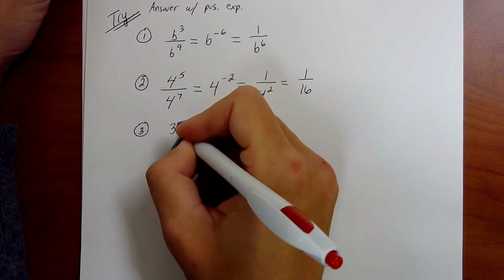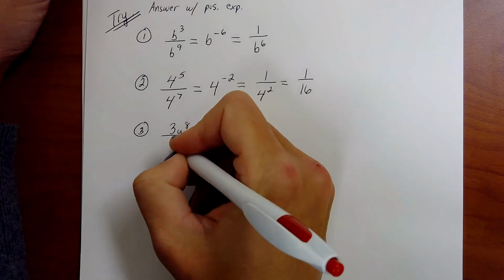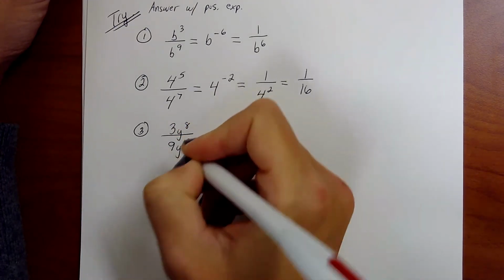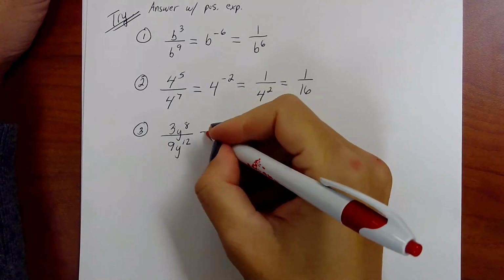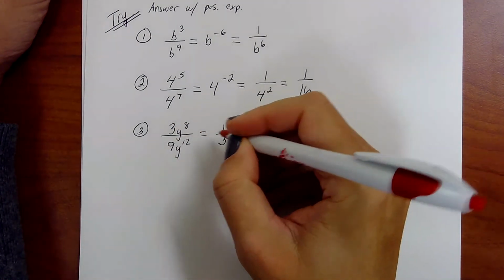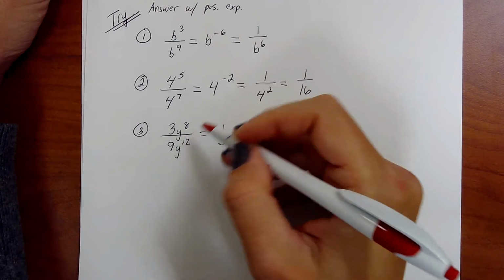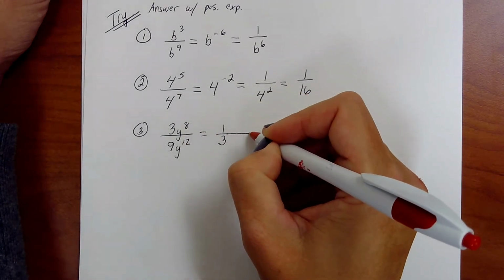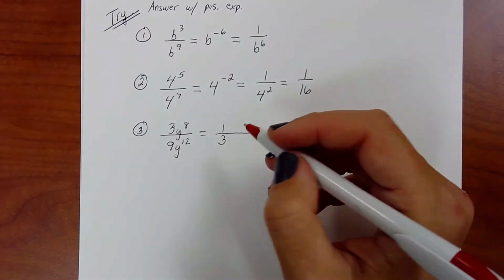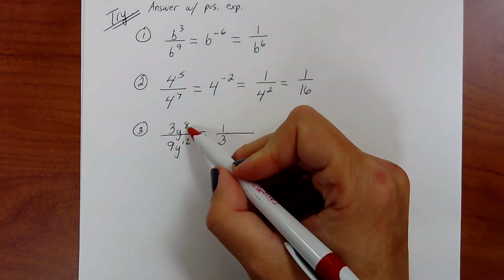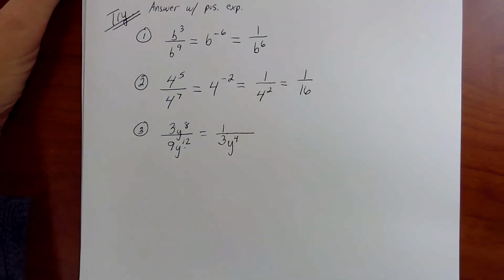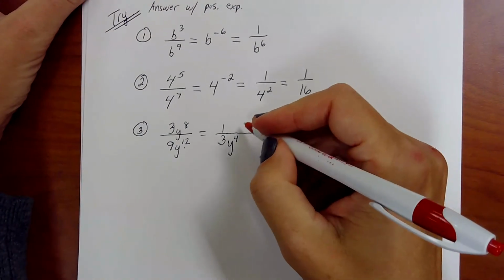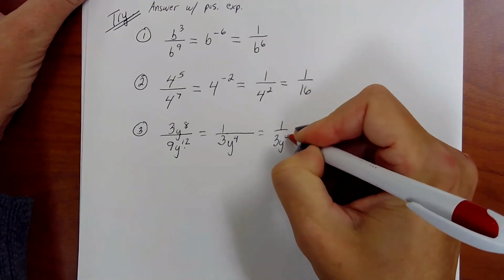Let's do 3y to the 8th over 9y to the 12th. How would I do this one? I guess I would reduce the 3/9 to a third, y to the 8th over y to the 12th. See, now there's a few ways you could do this. Let me do one way. I'm seeing 8 y's up top, 12 y's on the bottom. Can you tell that that's going to leave you 4 y's on the bottom? So this could be your answer, 1 over 3y to the 4th.